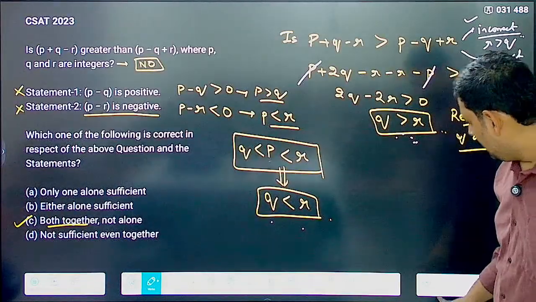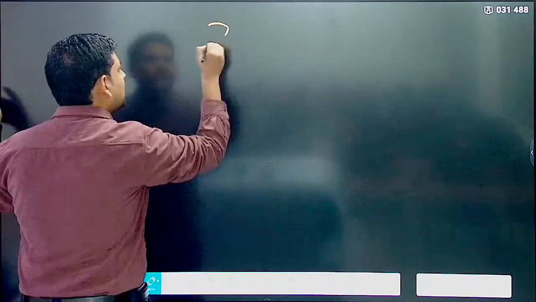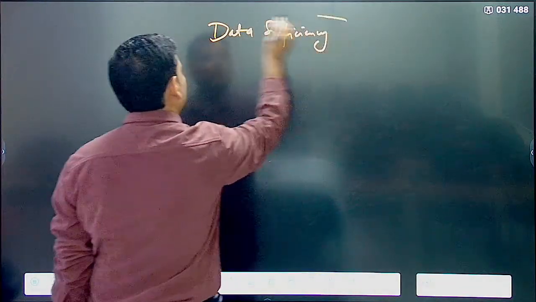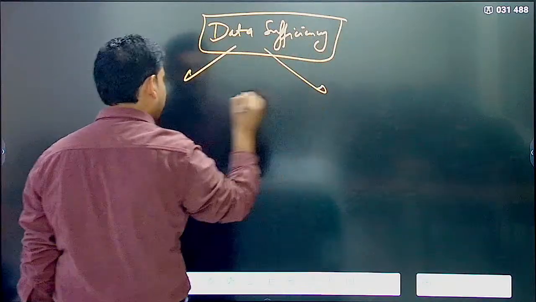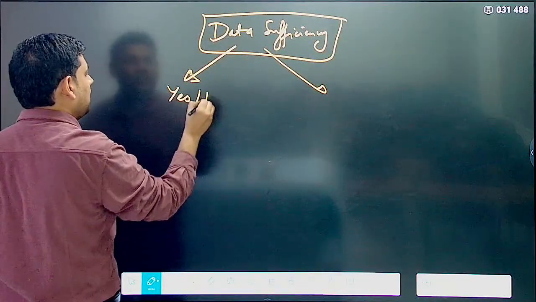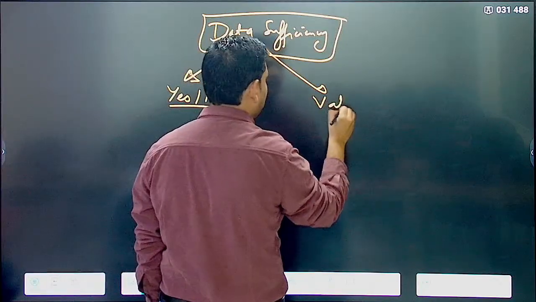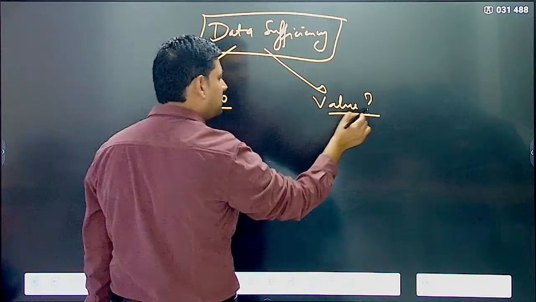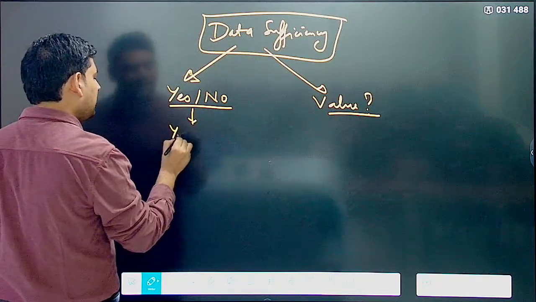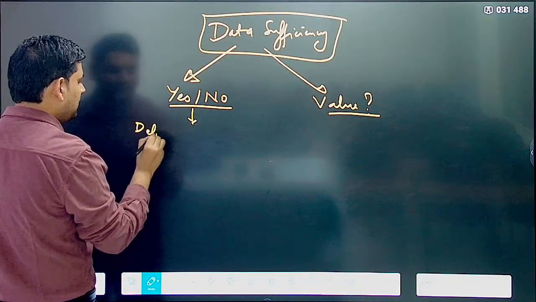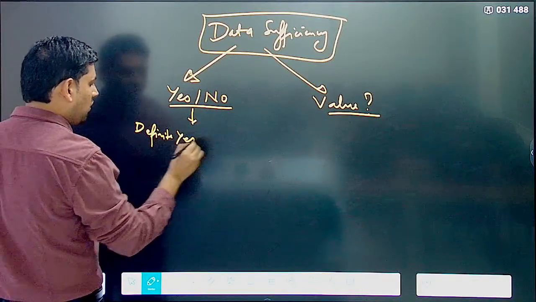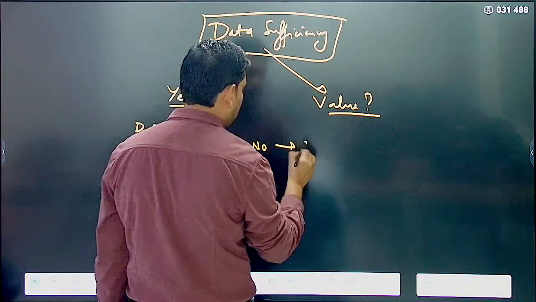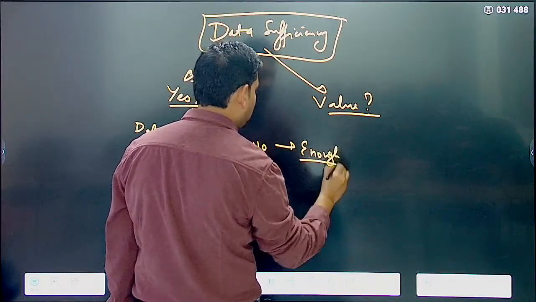See, some people I think don't know this. That's why they're getting confused. So in data sufficiency, you get two kinds of questions. One is a yes no question and the other is a value question. Now, what is a yes no question? Yes no question means that if you can give a definite yes or a definite no, then in both the conditions you say that the given statements are enough.